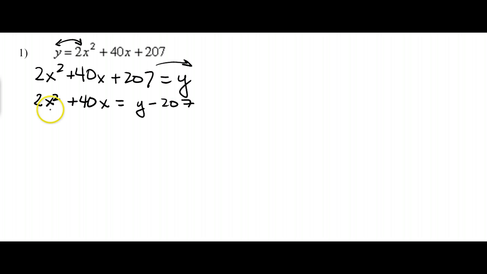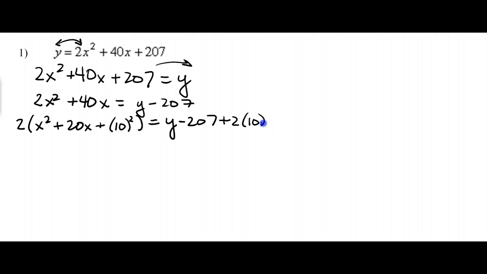Alright, then we're going to complete the square on the left-hand side. And remember, in order to complete the square, the leading coefficient of our squared term has to be 1. So I'm going to factor the 2 out. So I've got 2 times x squared plus 20x plus, take half of 20, that's 10, and square it. And I've got to take care of that on the other side also. So y minus 207, I'm really adding 10 squared times 2. So plus 2 times 10 squared.